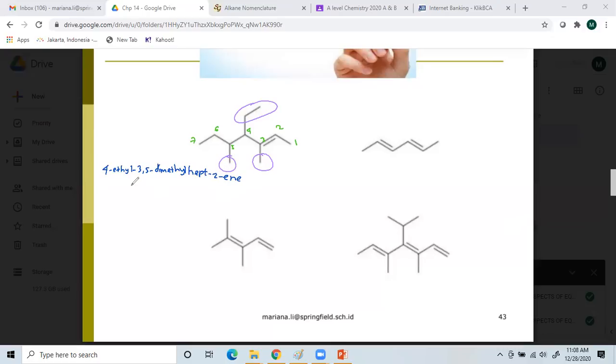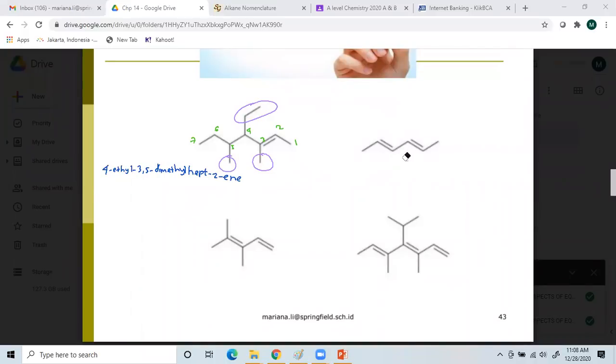See how I give the dash and the comma. If it is a number with a number, you should put a comma, but a number with a word, you should give a dash, like this.